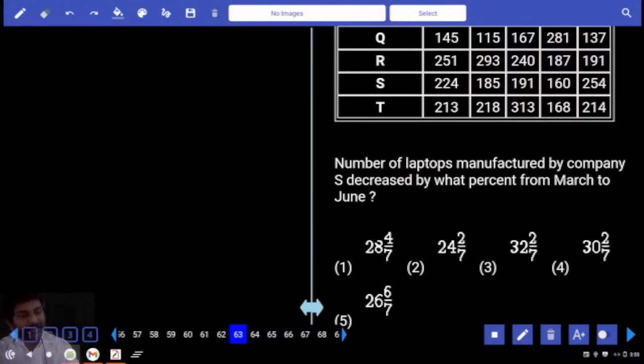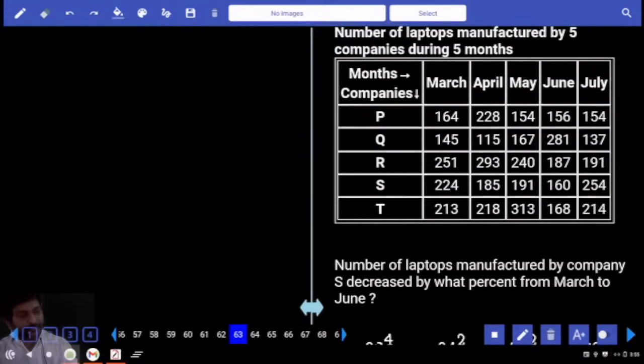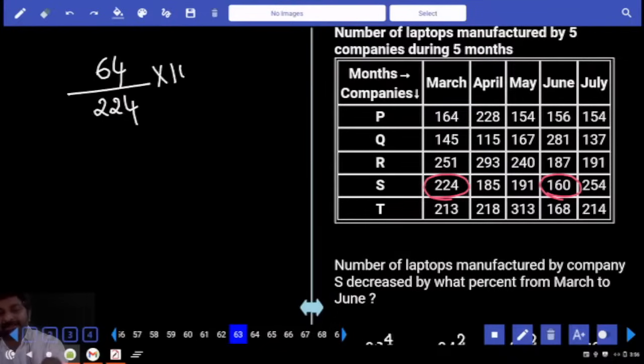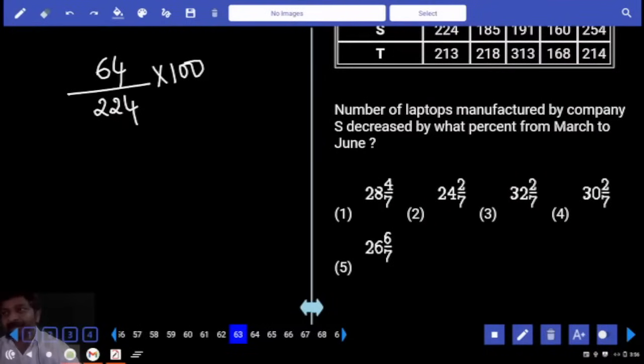Number of laptops manufactured by years decreased by what percentage from March to June? March to June: 224 became 160, decreased by 64 from 224, percentage into 100. This is what we have to calculate. Instead of doing this and then putting the answer, it is enough to work with what is in the options. Look at options first. Close to 25, 30, correct? Come on. Let me first calculate 25%.